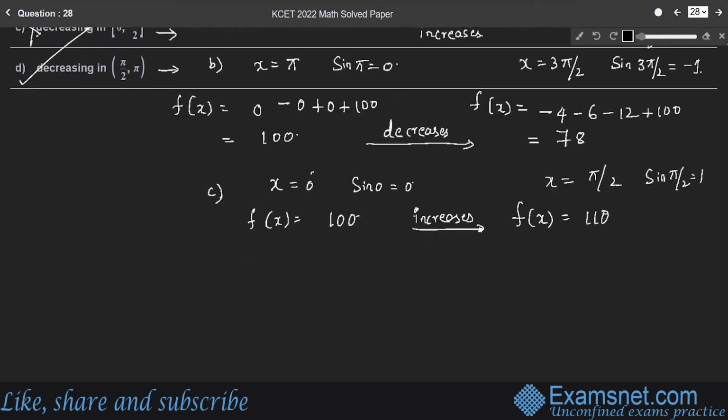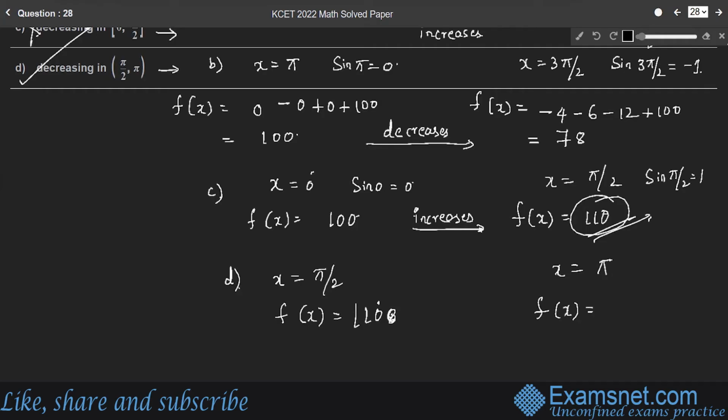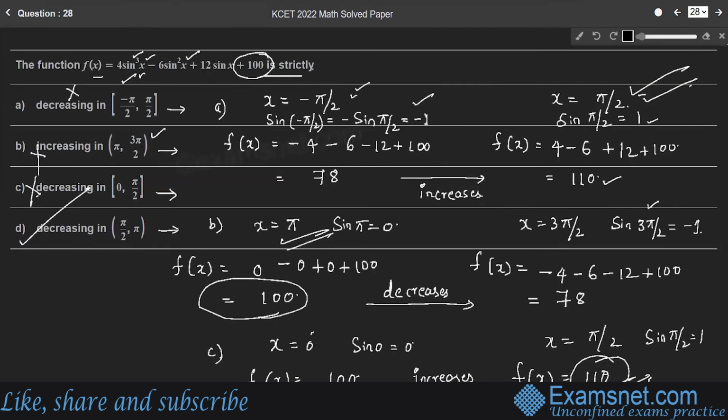So, you can verify the answer. When x is pi by 2 and the highest range is pi, within this range, when x is pi by 2, f of x is 110. We have already calculated this 110. When x is pi, f of x becomes 100, right? Therefore, it decreases. In the range pi by 2 to pi, f of x decreases. Therefore, option D is the right answer. Decreasing in the pi by 2 to pi range, hence option D.